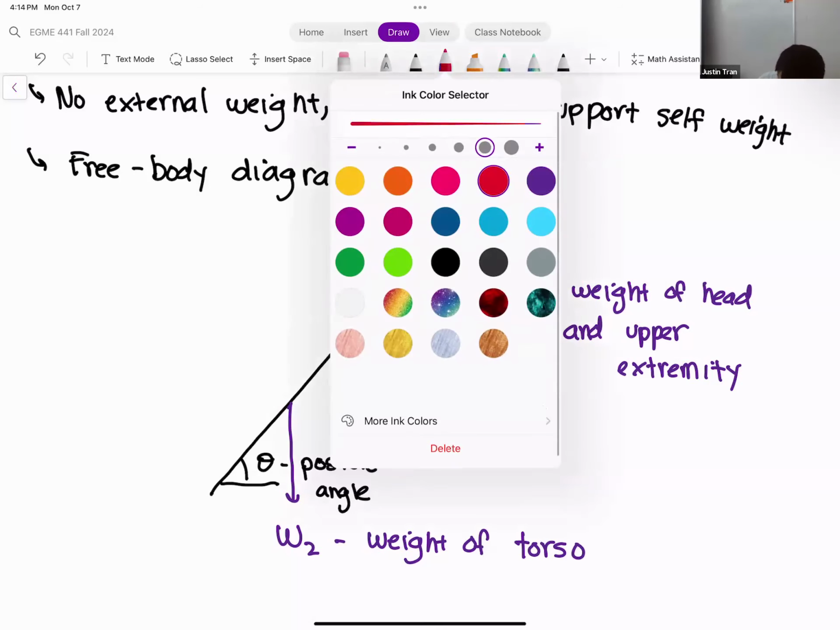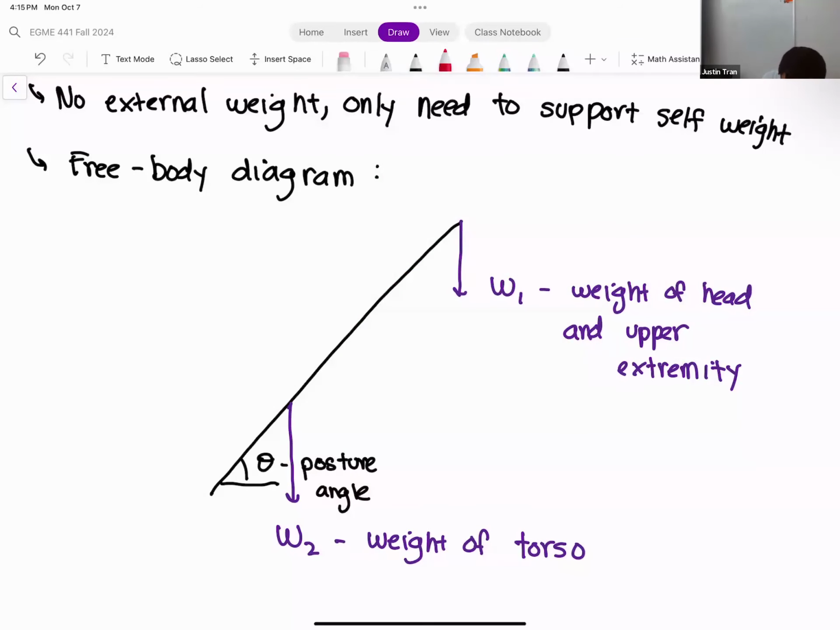Next thing I'm going to put in is the muscle force. And so we're going to put the muscle force right here. Again, this is the muscle force of your spinal erector muscle. So that's the muscle on your lower back. And the attachment angle we'll give the variable alpha there.